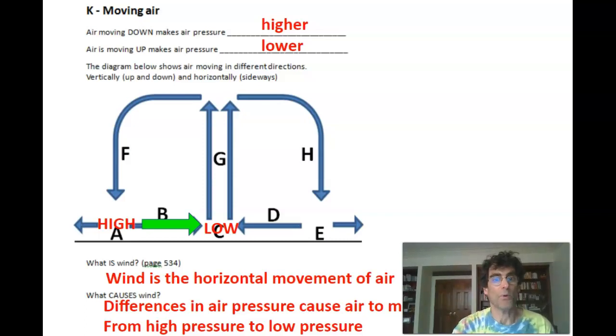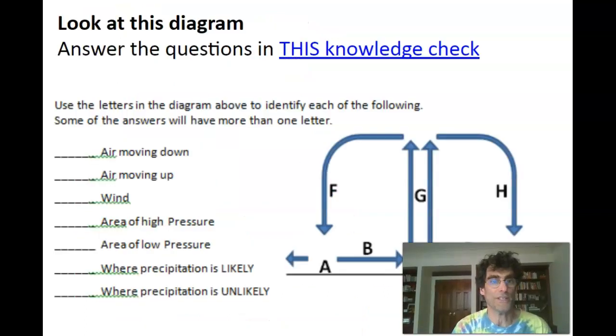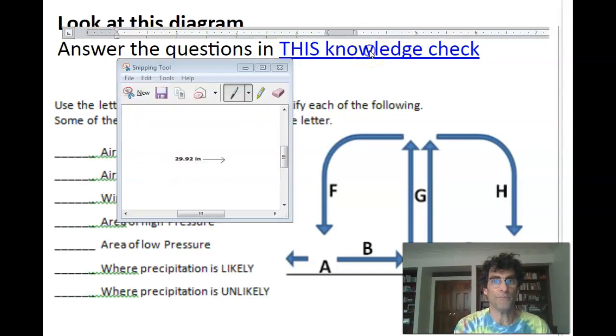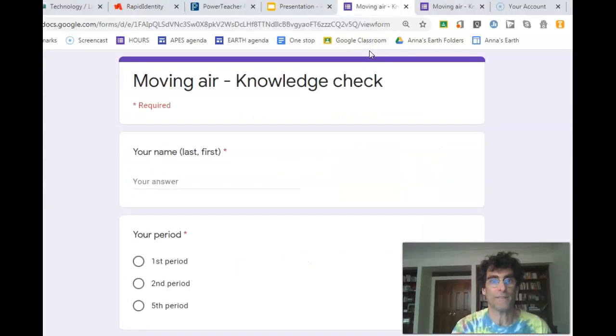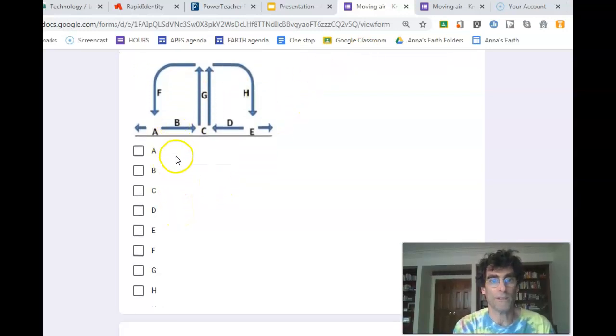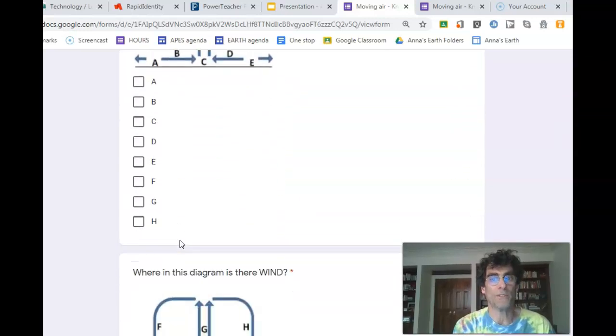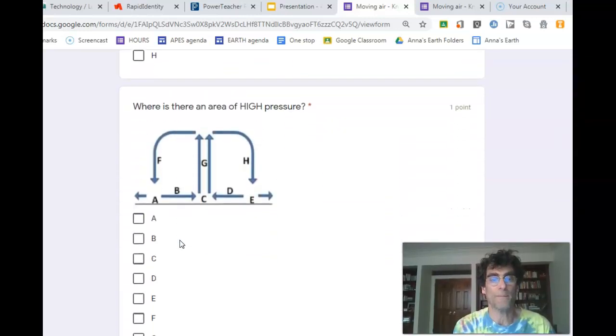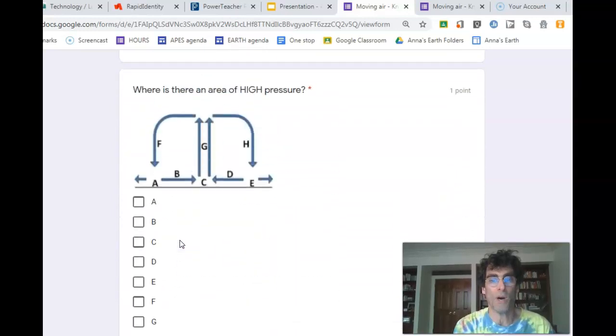That's pretty much it. So what we're going to do now is there are these questions. So you look at this diagram, and there's all these questions. And on my web page, this isn't a live link for you, but on this web page, you're going to click on that knowledge check. As you scroll, you're going to see that same diagram, and you're just going to choose to see if you understand all this. So which arrows show air moving down? Choose however many arrows you think are right. Could be one or could be two. And then just keep on answering all these questions. As soon as you answer those questions, when you hit submit, you'll find out which ones you were right or wrong, and then we'll go over the answers on the next video.